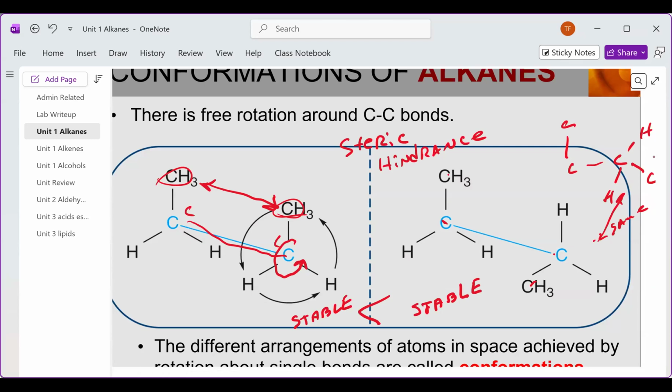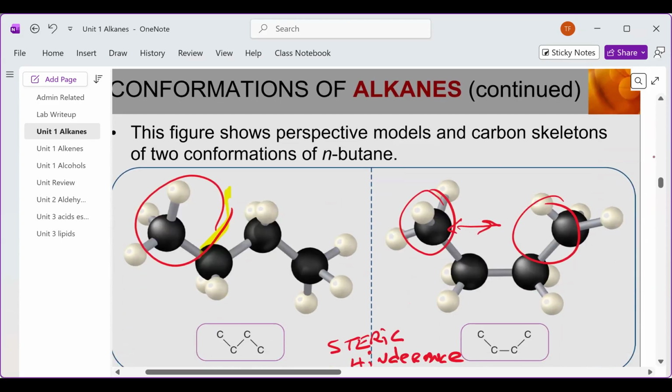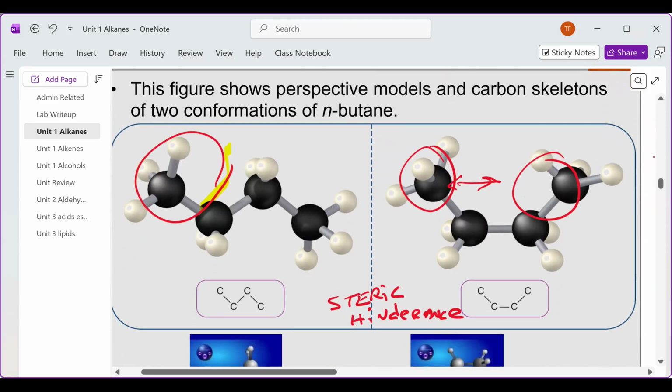Okay, and we're going to see this time and time again. So single bonds can move around. So we took this here and twisted this, where we get that. So in this case, this is more stable than this one.